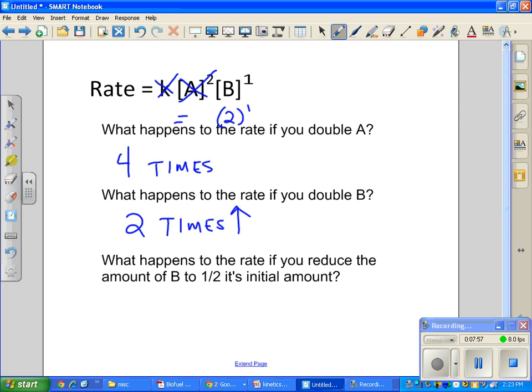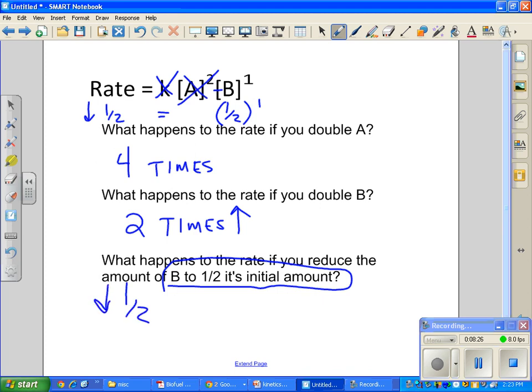Next thing is they could also have you change concentration. If they have you change concentration, same idea. It says what happens to the rate if you reduce the amount of B to 1/2 its initial value. So they're telling me I'm taking B to 1/2 right there. A is held constant. K is a constant. Mathematically, what's going to happen to my rate? My rate is going to go down by 1/2. It's going to decrease. So it goes down by 1/2 because I decreased the concentration.